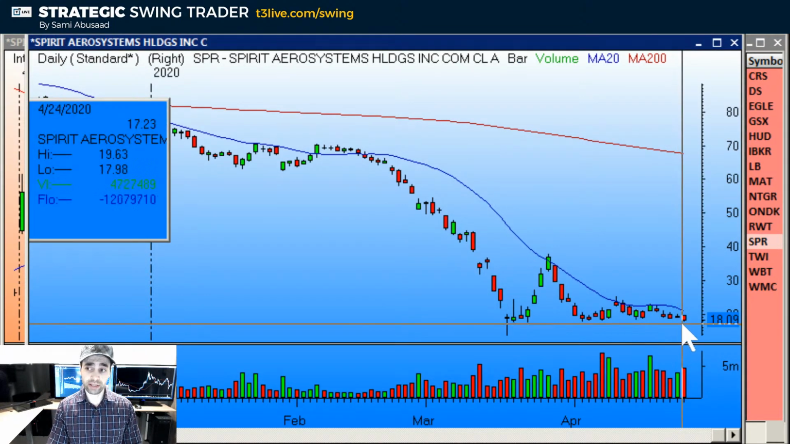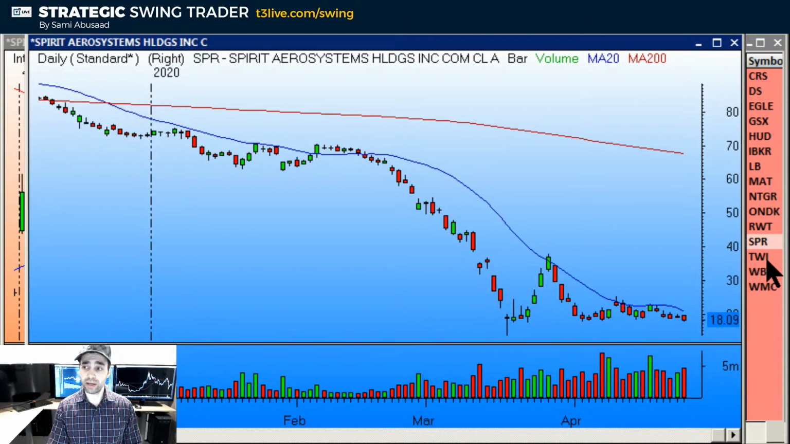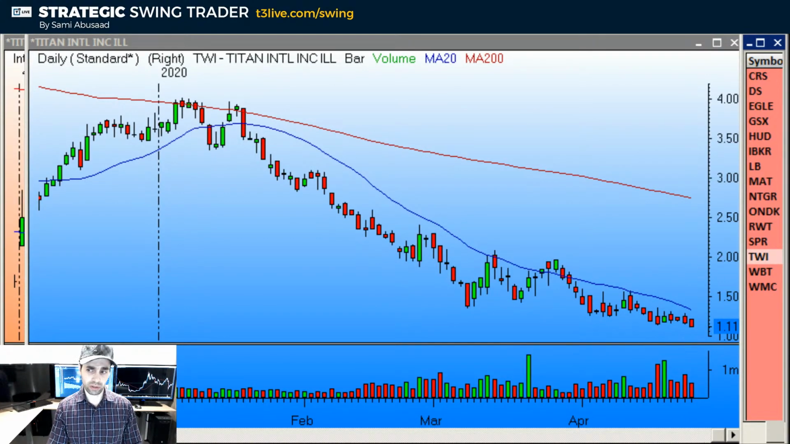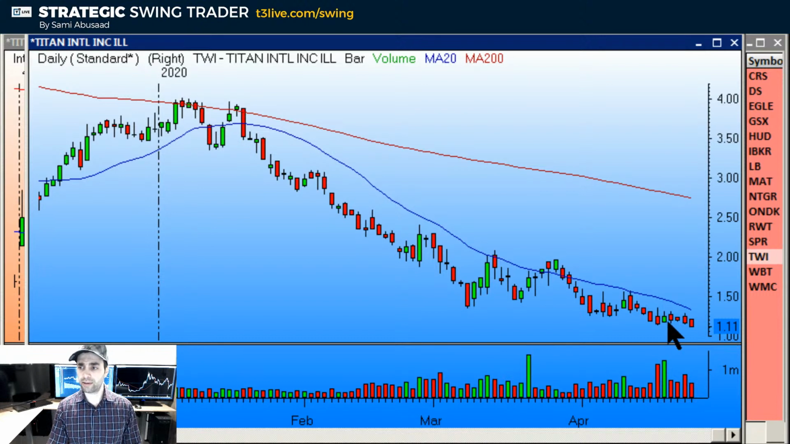SPR, right? Also looks lower under the base. It's a short. TWI is just going to zero, most likely. $1.11, but looks lower. If it drops to 50 cents, 60 cents, how much would you make? 50%. So the price of the stock really doesn't matter.